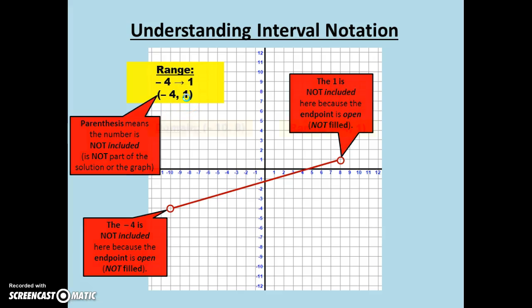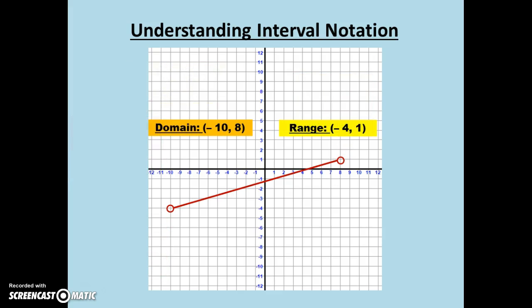So if we were to put that all together, our domain is -10 to +8 with -10 and +8 not included, and our range is -4 to +1, and both -4 and +1 are not included.